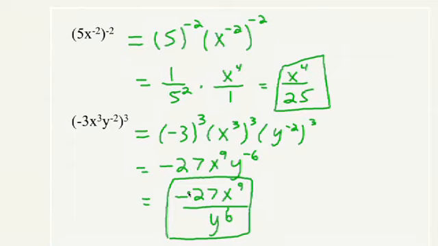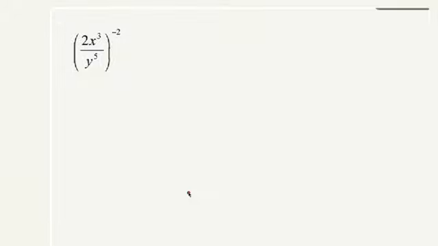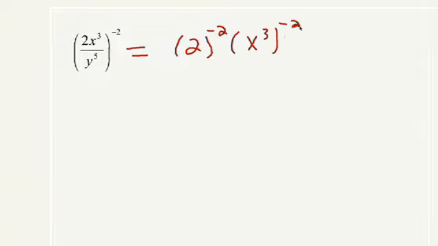All right, let's look at one more problem. This problem is a fraction raised to a power. Again, we'll do this one the same way. Everything here has to get raised to this negative 2 power. The 2 in the top gets raised to the negative 2 power. The x cubed in the top gets raised to the negative 2 power. And the y to the 5th in the bottom gets raised to the negative 2 power.